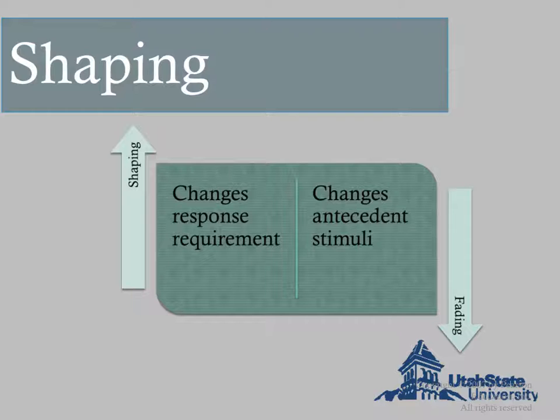At this point, you may be asking yourself, what is the difference between shaping and fading? Well, both are used to change behavior gradually. However, shaping a behavior is done by changing the response requirements, and fading is implemented by changing the antecedent stimuli.